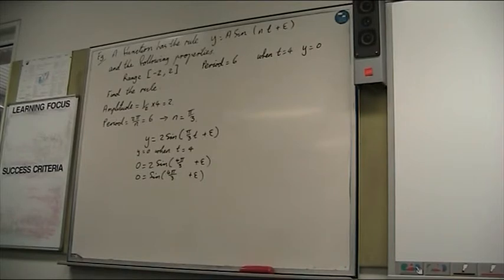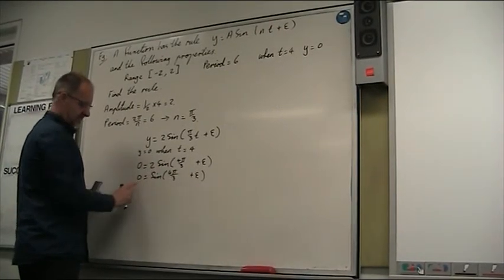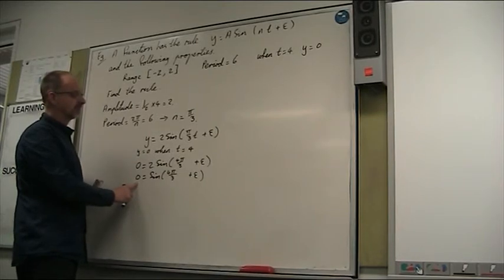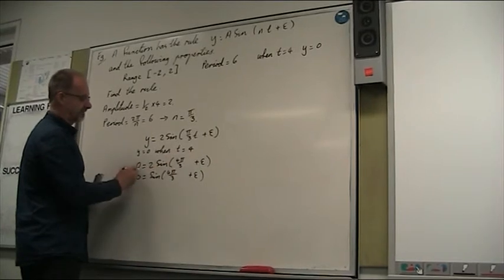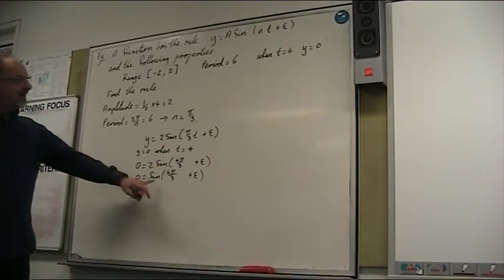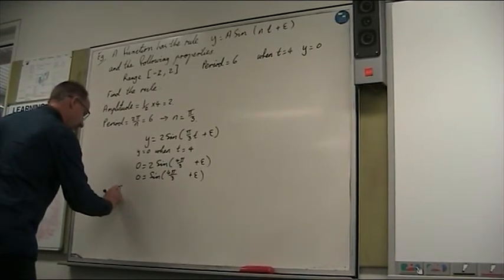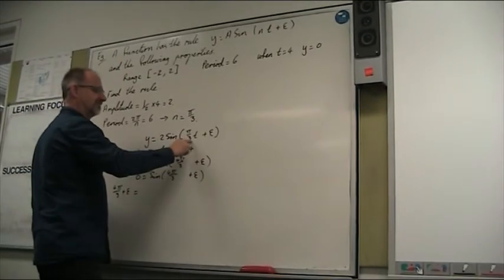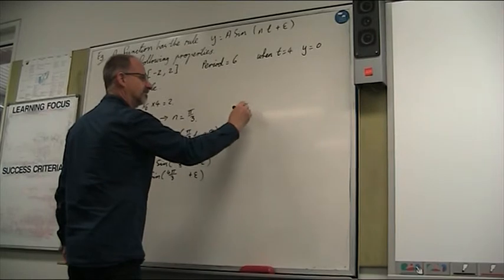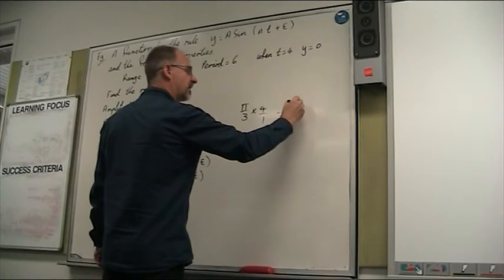Now we've got to solve. We're looking for angles where the sine of those angles is equal to 0. Where'd the 2 go? I divided by 2. Over 2, you're totally right. So I'm looking for angles, and the angles are 4 pi on 3 plus epsilon. How do you get 4 pi on 3? 4 times pi on 3. 4 is 4 over 1. 4 times pi is 4 pi, 1 times 3 is 3.